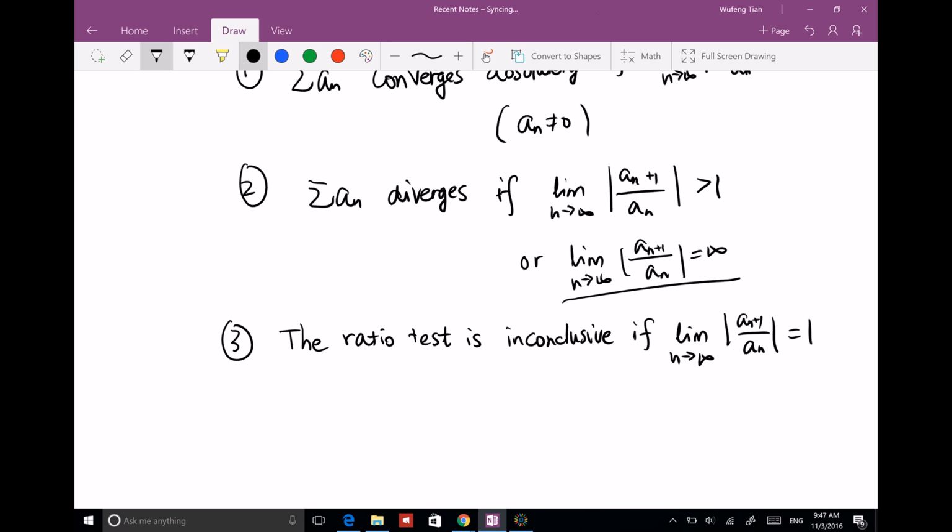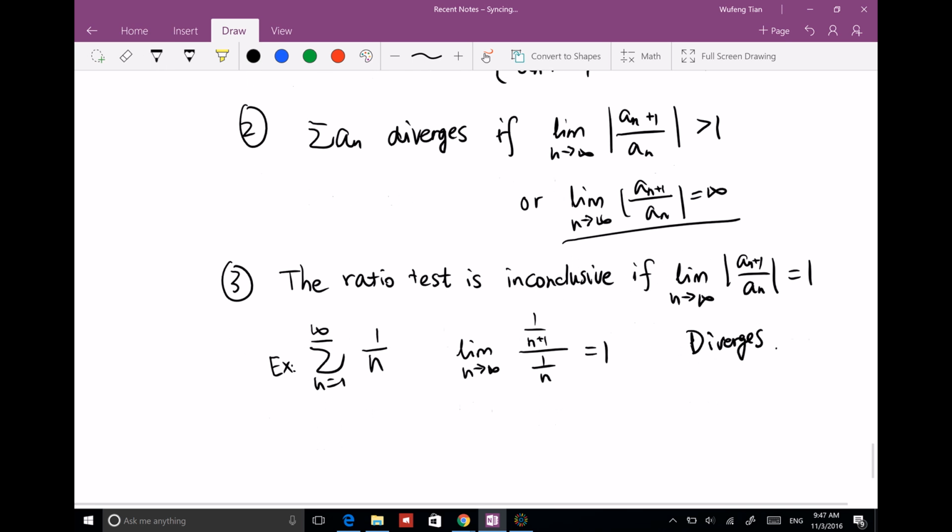For example, the sum from n equals 1 to infinity of 1 over n. If you test this one, the limit as n goes to infinity of 1 over n plus 1 over 1 over n equals 1. Yet this one diverges.